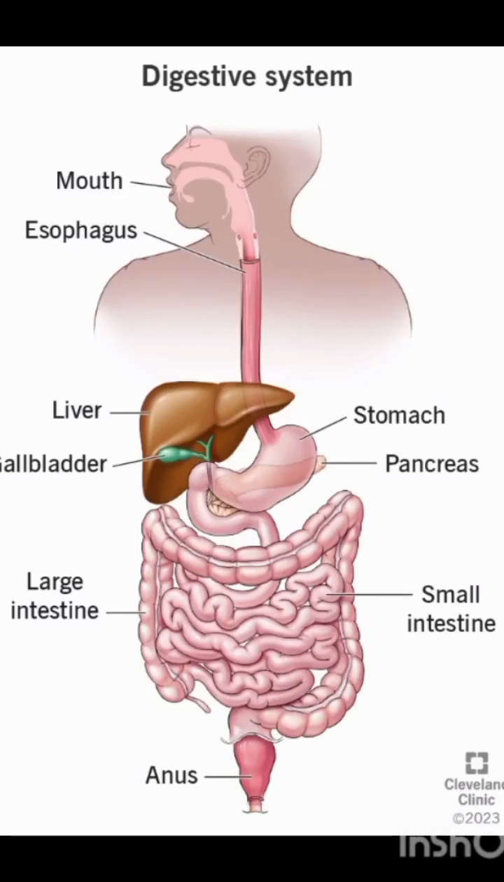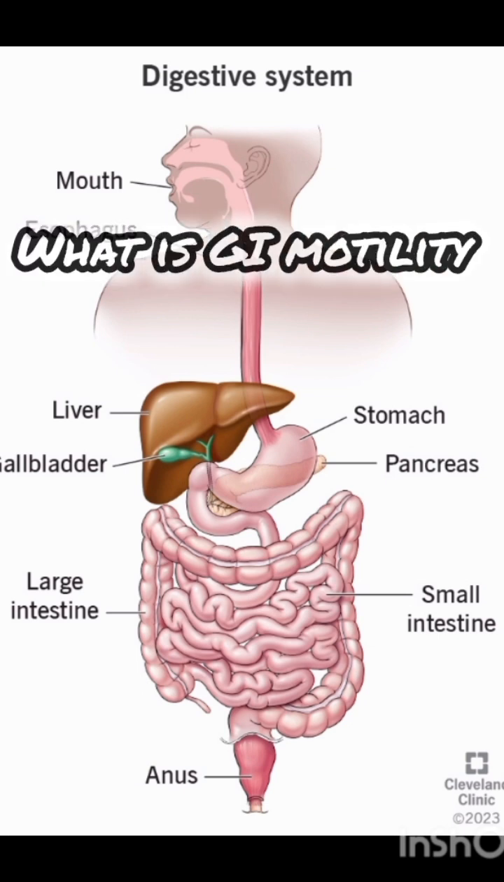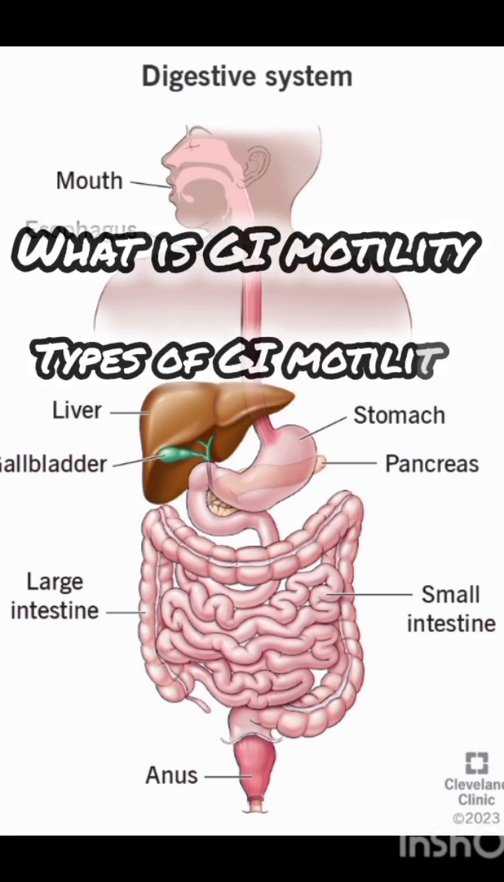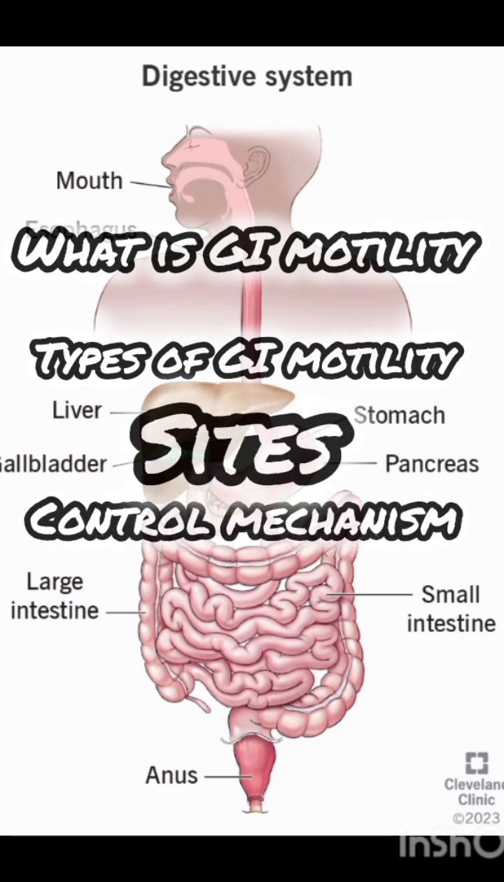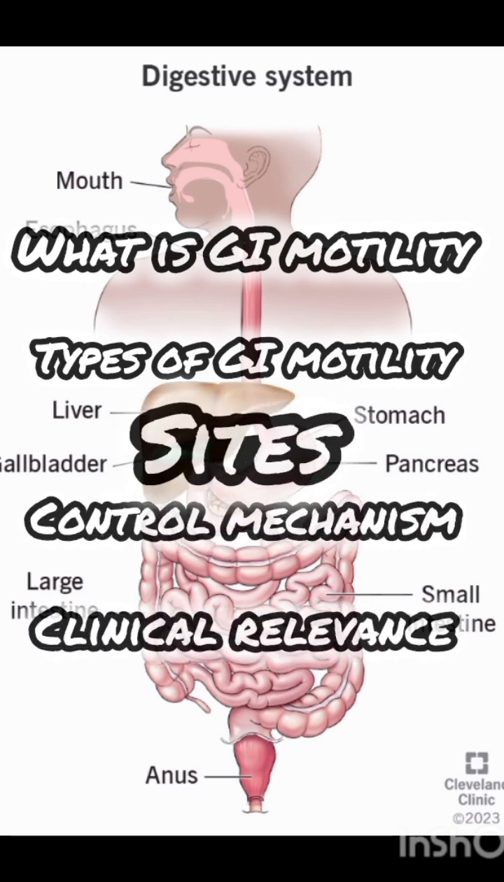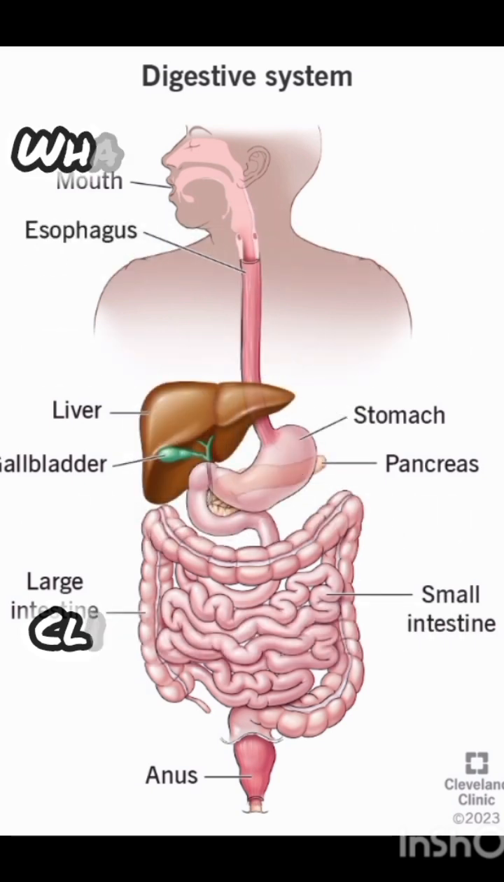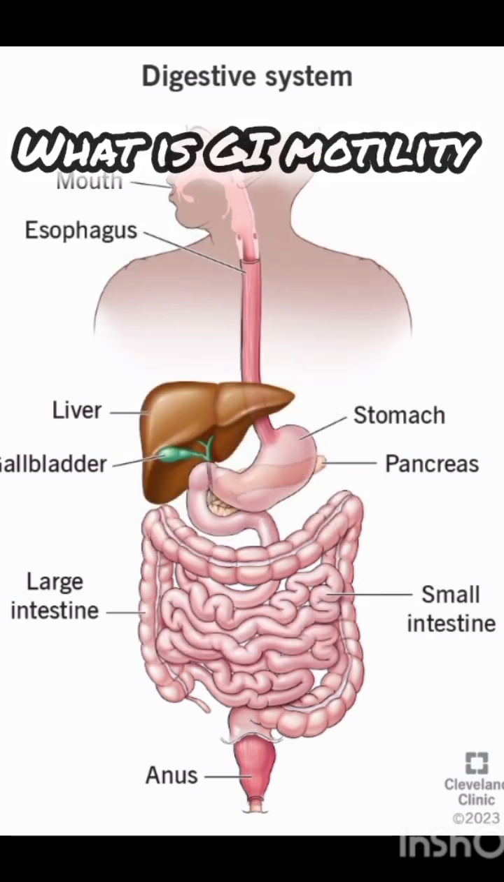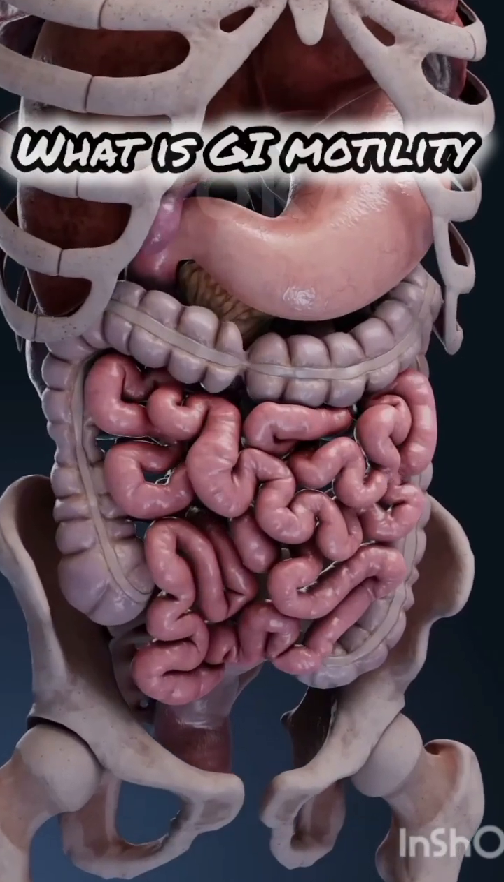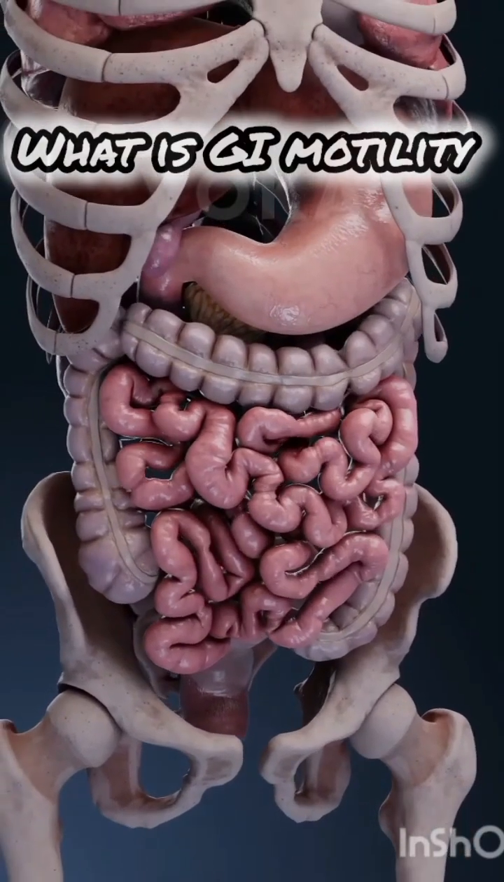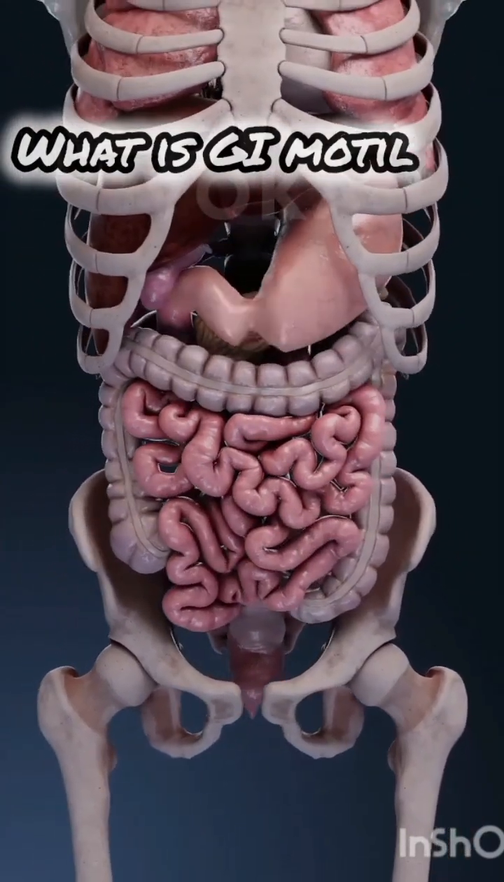On today's video, we're talking about GIT motility. We will explain what GIT motility is, talking about the types, the sites where you can see this type of motility, its control mechanism, as well as clinical relevance. So what is GIT motility? Well, it simply refers to the movement of the GIT, specifically the movement of food in the GIT.